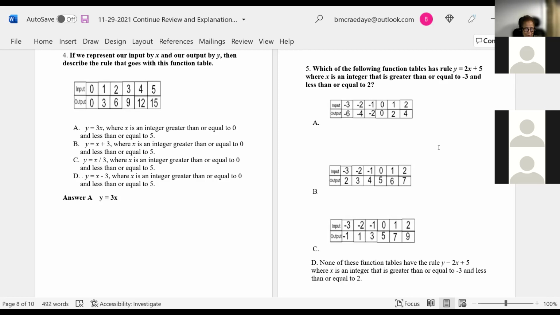Audrey, do you see it? What's your answer? The rule is Y equal 2X plus 5. So multiply 2 times the input, add 5, and you get the output. So which one of those tables represents that?